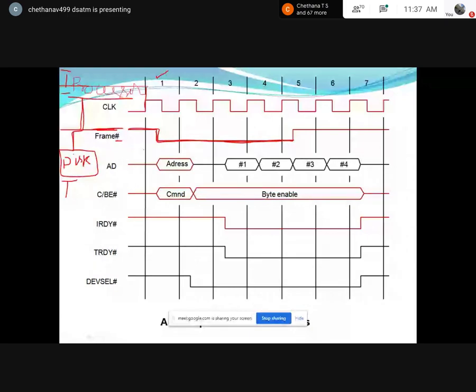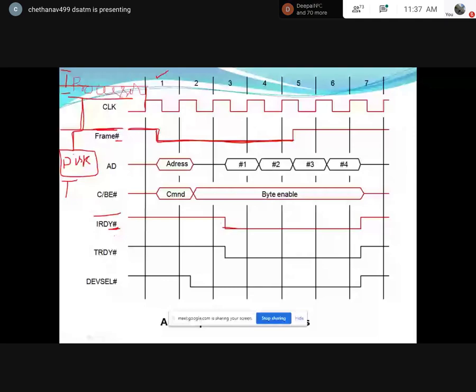Suppose here also IRDY has a hash symbol. The hash symbol indicates that whenever it is low voltage, this signal is active. Instead of the negate symbol on IRDY, I'm going to use the hash, that's all. It's very simple.